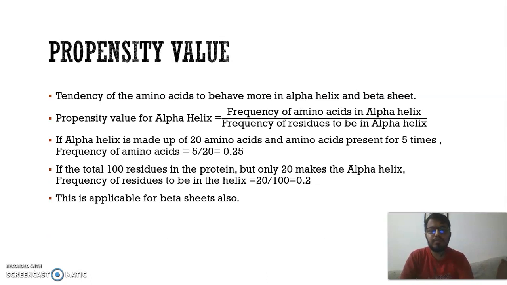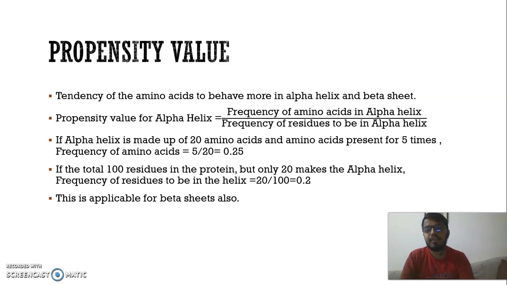Now, what is propensity value? The propensity value is a probability value of a particular amino acid to lie in a particular structure. That is a tendency of an amino acid to behave in particular secondary structures, say alpha helix or beta sheet. The propensity value of alpha helix can be determined as in the given formula, that is, frequency of amino acids in alpha helix to frequency of residues in alpha helix.